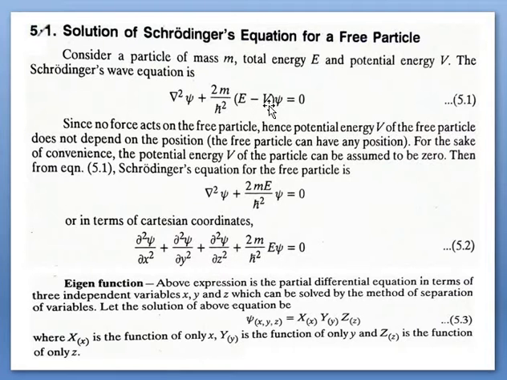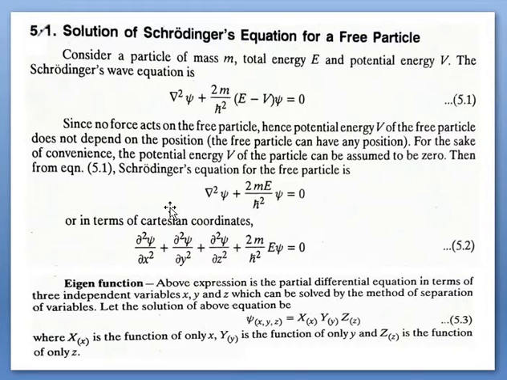Since the particle is in free motion, the potential energy will be 0 and therefore it will be equal to this term, where nabla square, meaning gradient square, is equal to del square upon del x square plus del square upon del y square plus del square upon del z square. Therefore by substituting that value here we have these three terms. So this is the Schrodinger's equation in the three-dimensional case for a free particle.